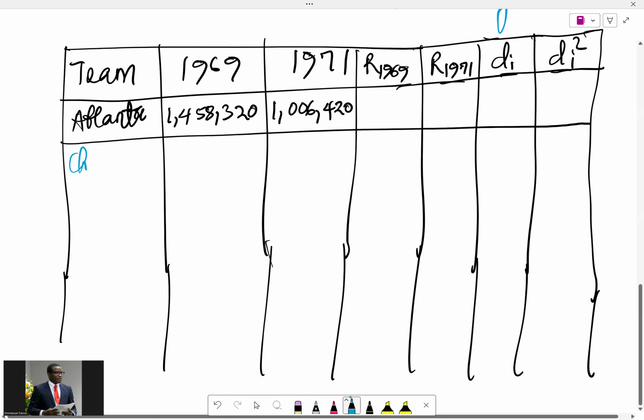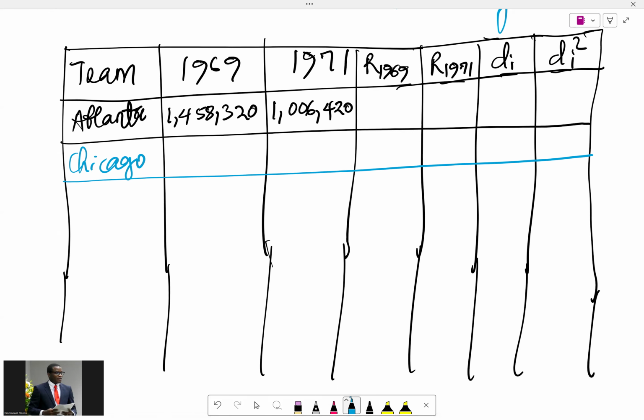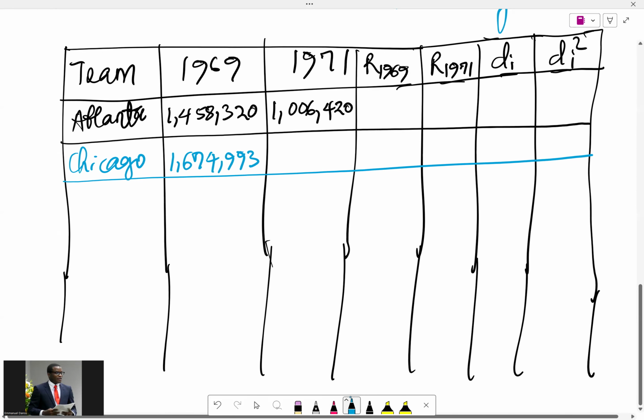Then the next one is Chicago. For Chicago, in 1969 the attendance was 1,674,993. And then for 1971, the attendance was 1,653,007.